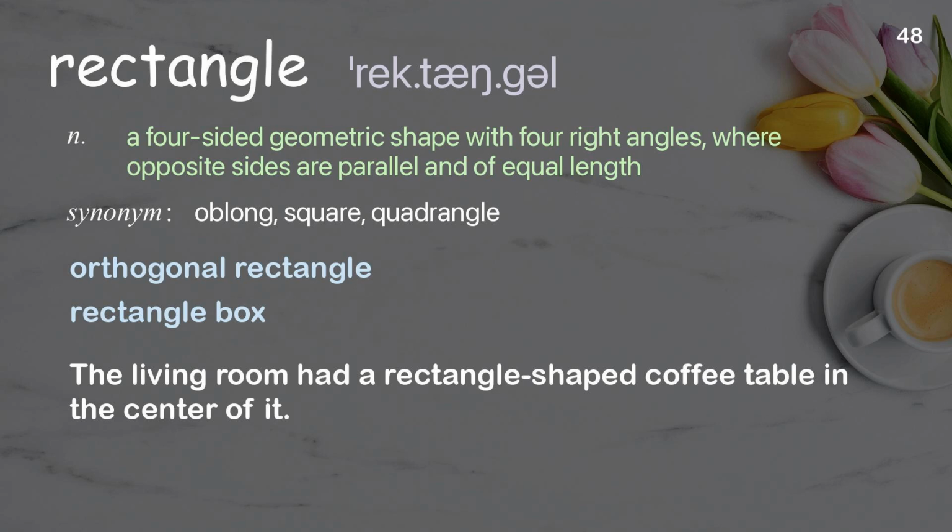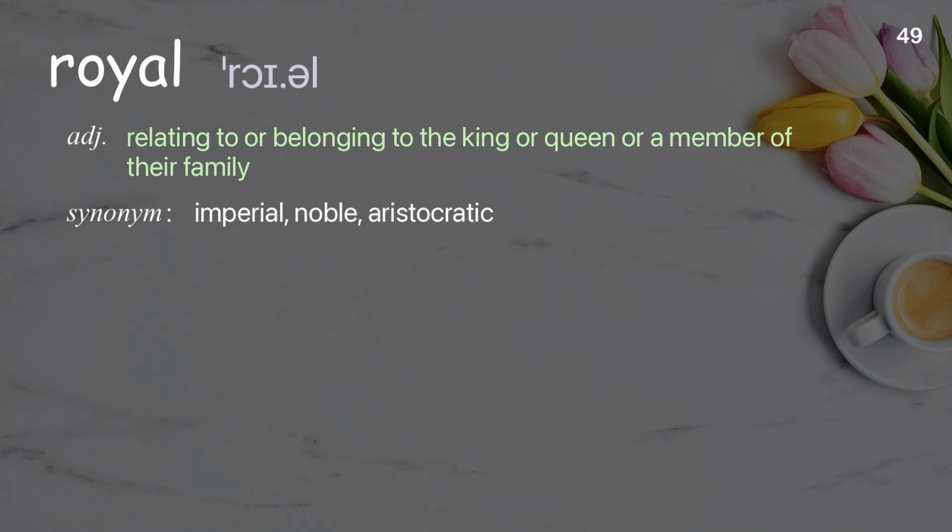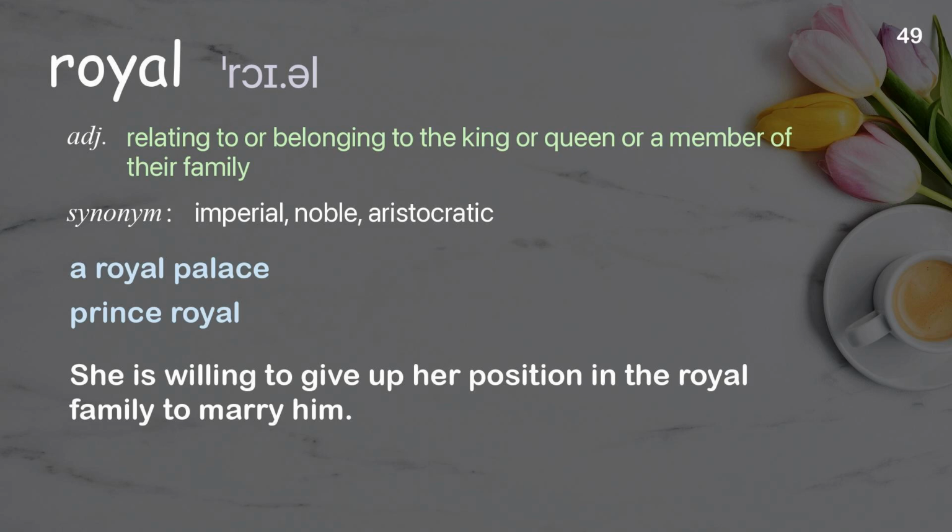Royal. Relating to or belonging to the king or queen or a member of their family. Examples: a royal palace, Prince Royal. She is willing to give up her position in the royal family to marry him.